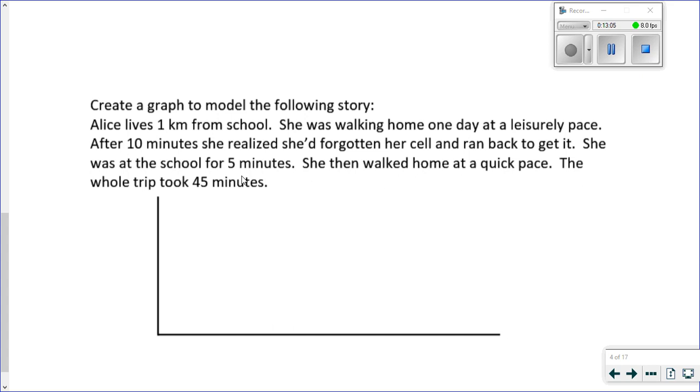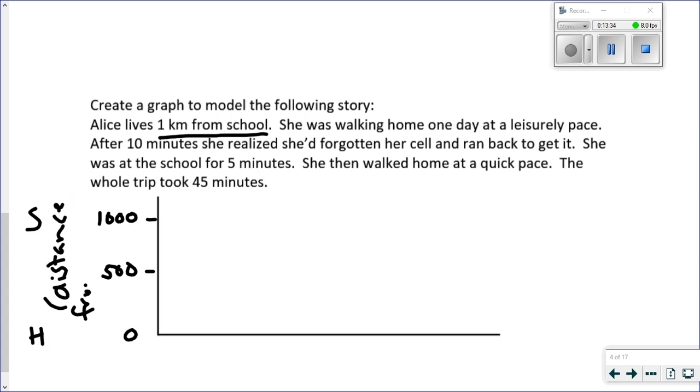Now, the pain in the butt with this thing is that there is no scale. So we kind of got to make things up. We know that it's 1 kilometer from the school, so we're going to say 1,000, and we'll call that 500, which makes this 0, but it's home, it's school, distance from home, meters. And I don't know why I had that first bracket there. I'll put the second bracket there just to be complete. So we're starting off at school. She starts walking home.